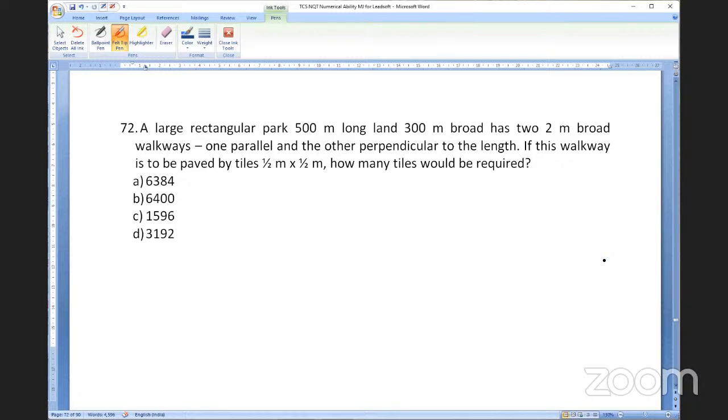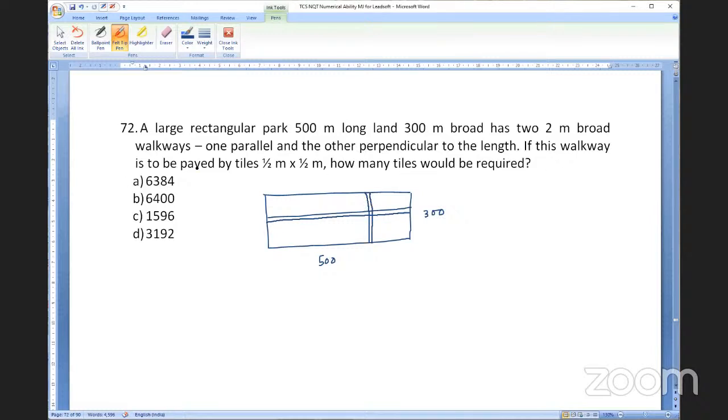Okay, let's see what it is. A large rectangular park, 500-meter long and 300-meter broad, has 2-meter broad walkways, one parallel and the other perpendicular to the length. One is parallel to the length, let it be this. The width of this is 2 meter. And one is perpendicular. It can be anywhere, but just perpendicular.